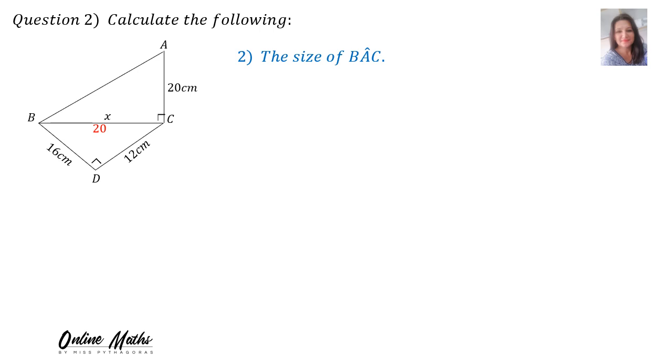Still on question 2, the second part is now they want us to calculate the size of angle BAC, which is this angle over there. Now, from the previous slide, we calculated X's length was 20. In other words, BC's length is 20. So, AC's length is also 20. So, can you see that triangle ABC is indeed an isosceles triangle with these two base angles equal?